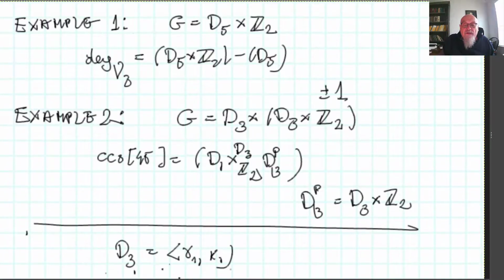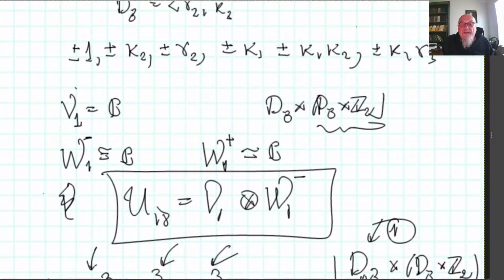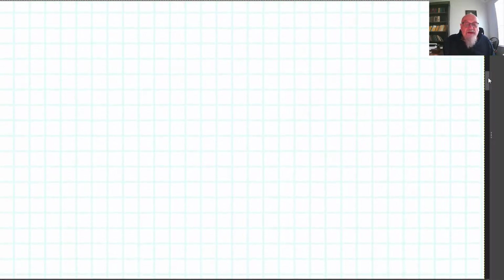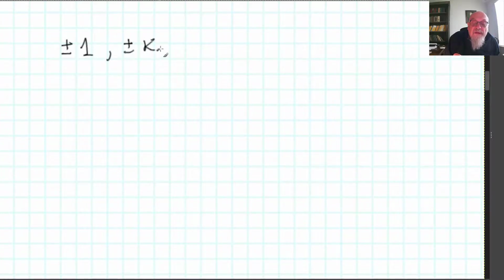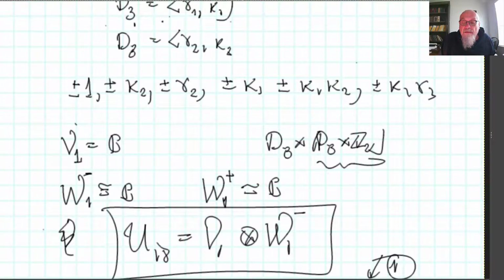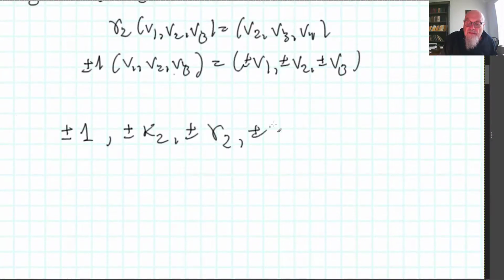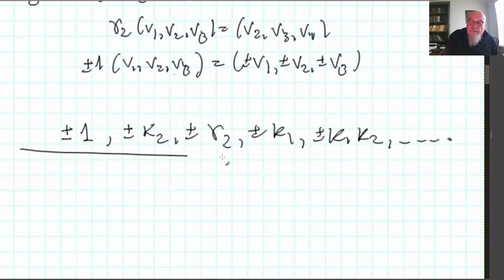Let's see. So where are our conjugacy classes? So okay, so this is plus kappa 2. So this is something like this. We have here plus minus 1. Then we have here plus minus kappa 2, plus minus gamma 2. And next one is what? Next one is plus minus kappa 2, gamma 2, kappa 2, gamma 2. And this one will be plus minus kappa 1, plus minus kappa 1, kappa 2, etc.